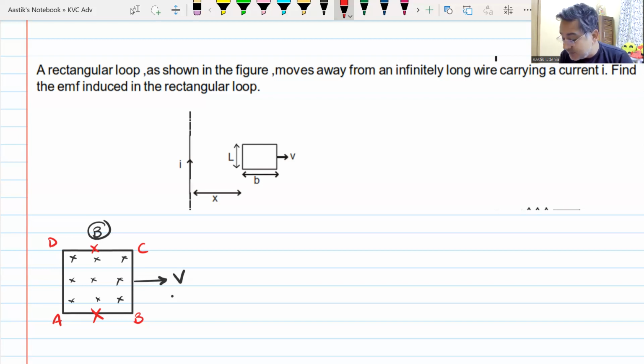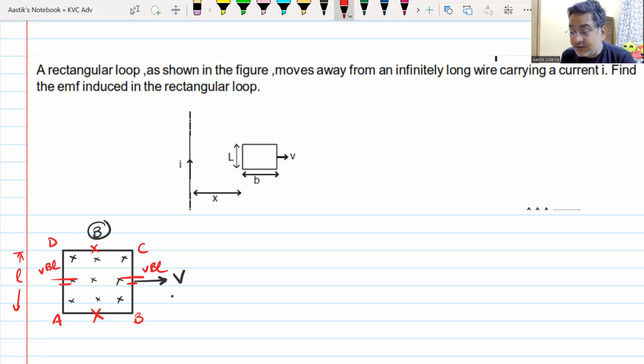Now, if I talk about the EMF induced in the wire BC, if I take the length of this side as L, the EMF induced will be vBL, and it will be like this. C will be positive and B would be negative. Similarly, the EMF induced in the wire DA will again be vBL, and the battery will also be put like this. So if I take the entire loop, the net EMF, both the batteries will cancel each other out. The net EMF would be 0.